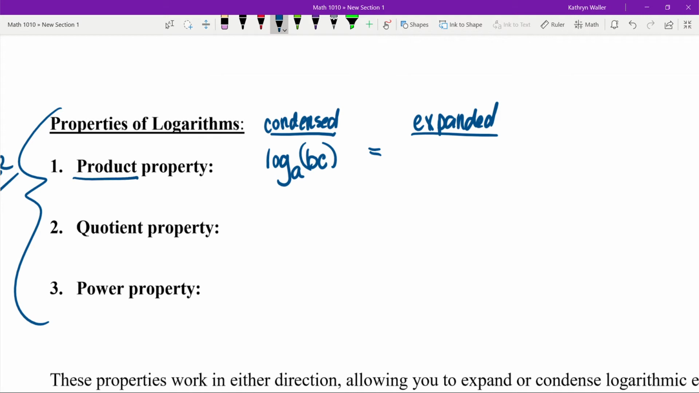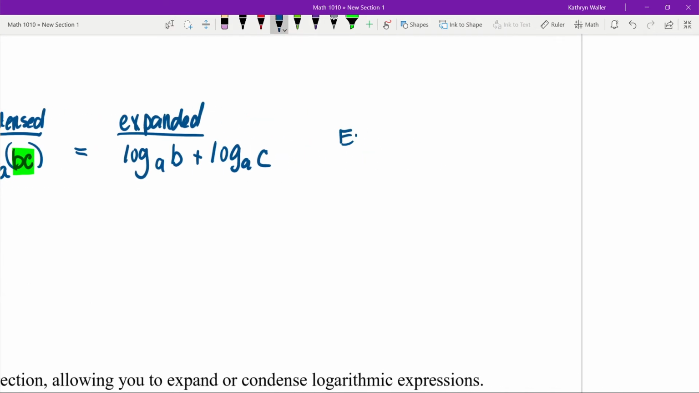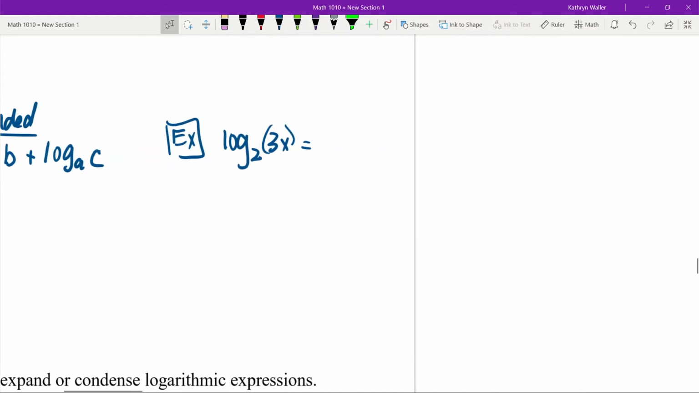Look, product means multiply. So if these two things right here are multiplied, then when I expand them, does anybody remember what you're supposed to do from last year? You add. So here's the rule: log base a of b plus log base a of c. Let me give you an example. Come off to the side, put EX. Everybody write down log base 2 of 3x. If they asked you to expand that, the 3 is multiplied by the x, so that would be log base 2 of 3 plus log base 2 of x. That's it. So if they're multiplied and they're squished, when you expand, you add.